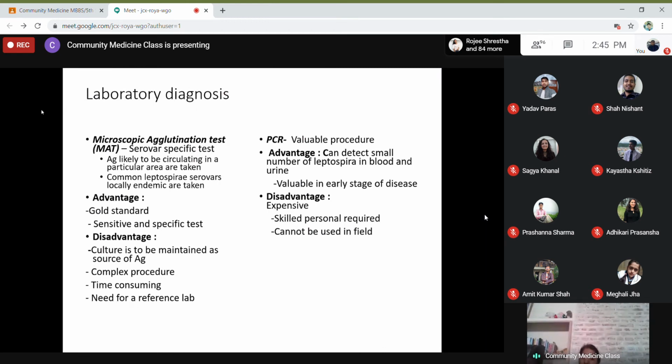It is also expensive, and you need a reference lab. So while this is a gold standard, this is available only in facilities where you have people who can carry it out. That is the implication.